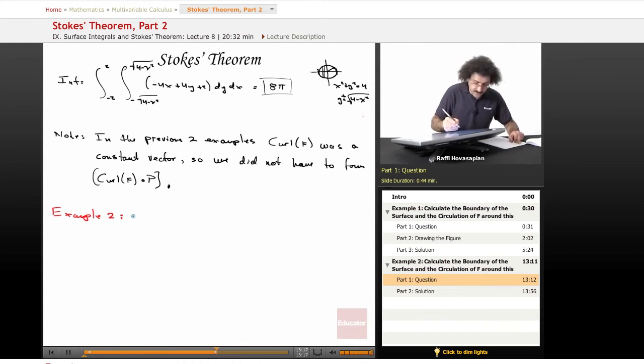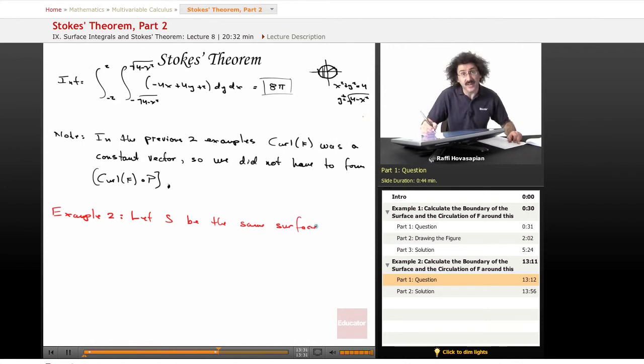Example number 2. Let S be the same surface as before, in other words, the upside down paraboloid, z equals 4 minus x squared minus y squared, z greater than or equal to 0. And this time we will let our vector field F equal xy, yz, and xz.